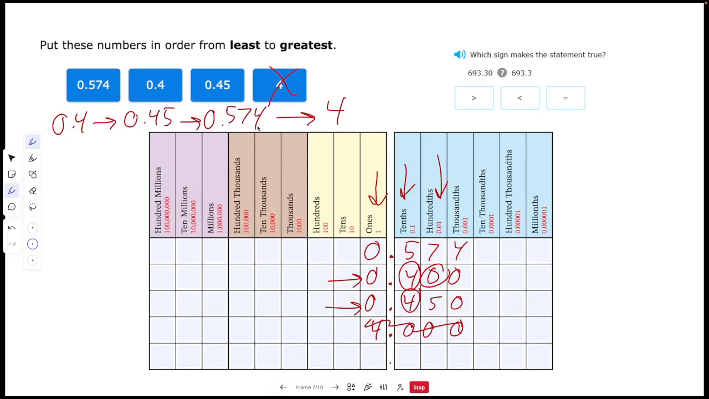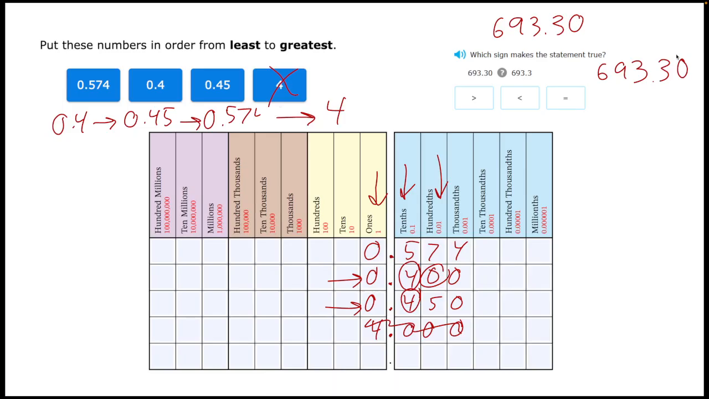For the second problem, let's use the money trick that we learned. So 693.30 has 2 decimal places, and then 693.30. Okay, so we make them both equal to money here, and these are the same, right? If you were to put them in the place value chart, it would be the same deal. If you line them up, it would be with zeros. So these are equal numbers, equal.